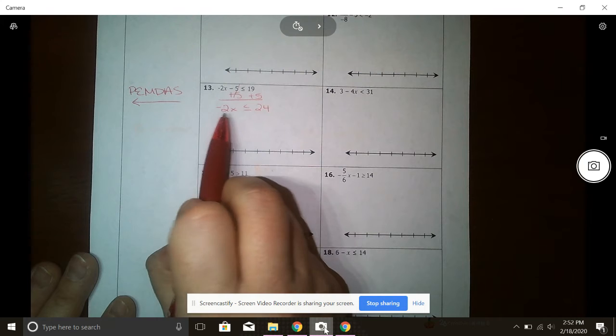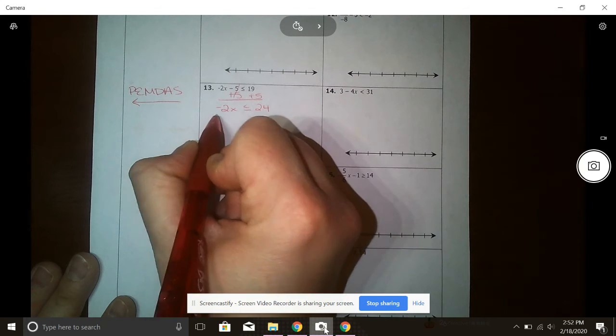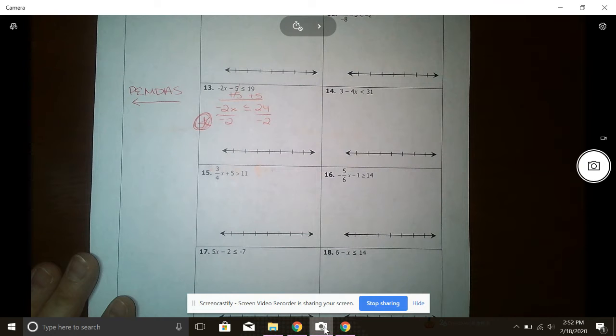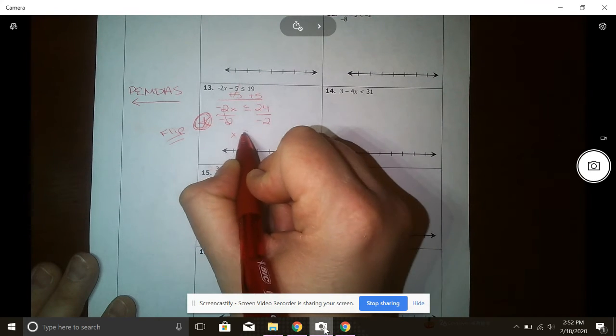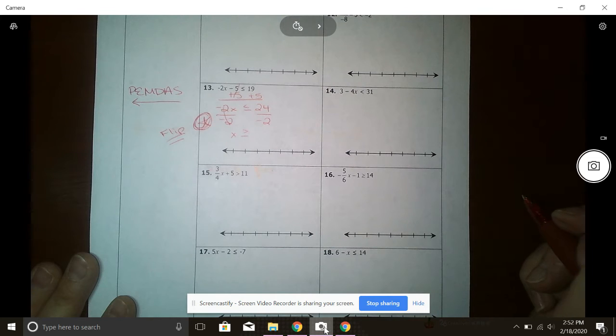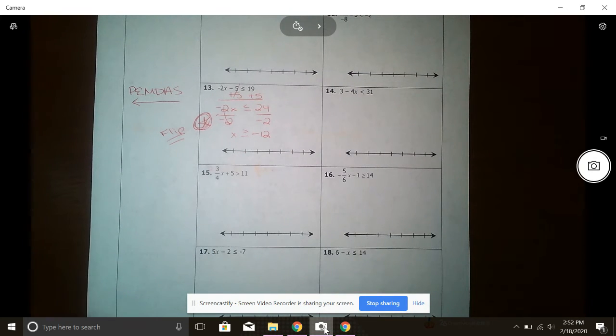Next, I need to get rid of this negative 2 that's multiplying the x. So to get rid of a negative, I need to divide. And this is where bells need to be going off in your brain. When you divide by a negative number, you must flip the inequality sign. 24 divided by negative 2 is negative 12. That's a big difference to say that your answers are greater than negative 12 versus less than negative 12.